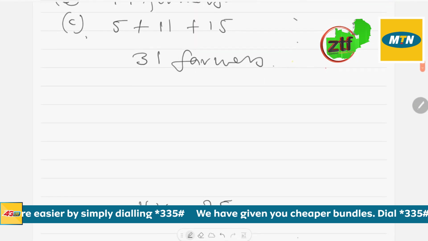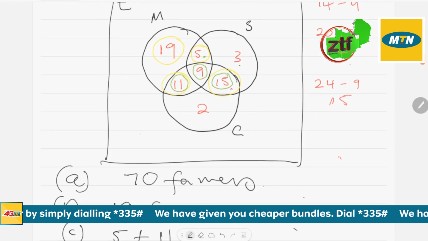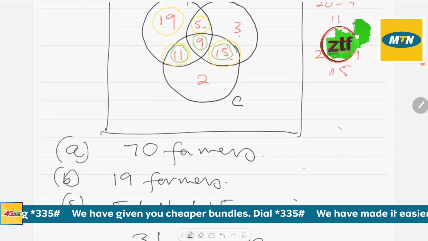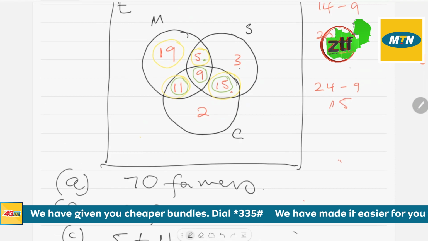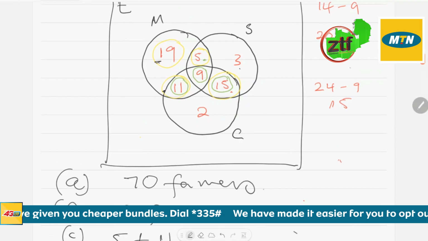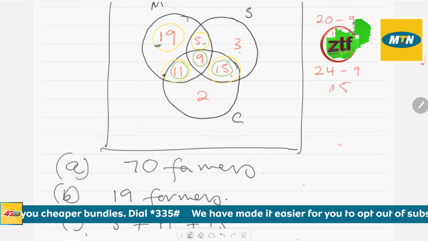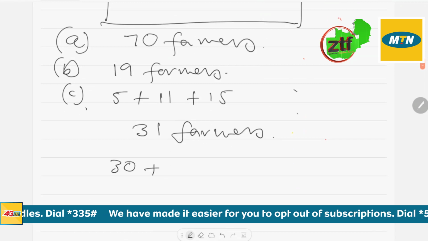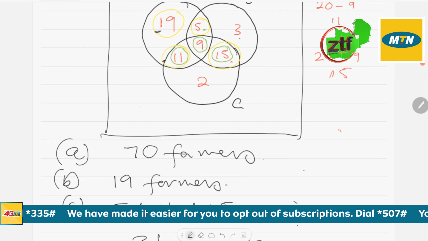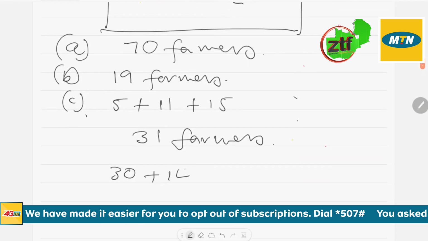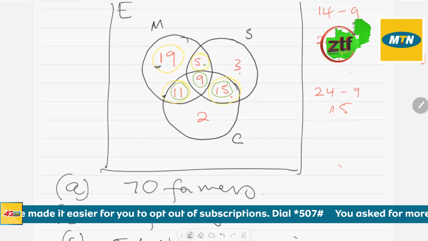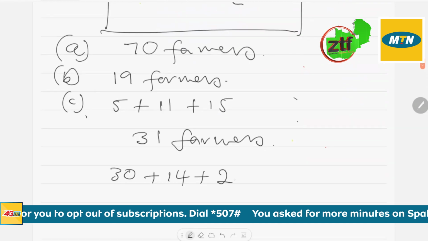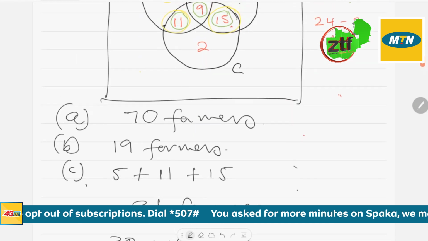Okay, we can verify that by just simply adding. If we say we have 19 plus 11, I'm starting with set M, 19 plus 11, that will give us 30. Then 30 plus 5 plus 9, that will give us 14, plus then 2 plus 3, it's 5, then plus 15, that's 20. That's 20, right?